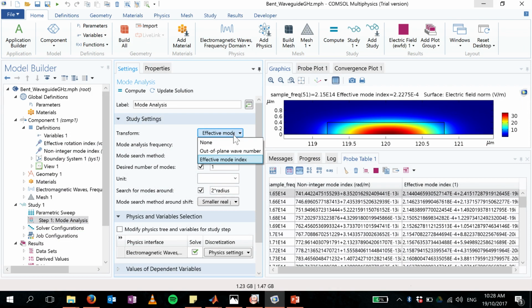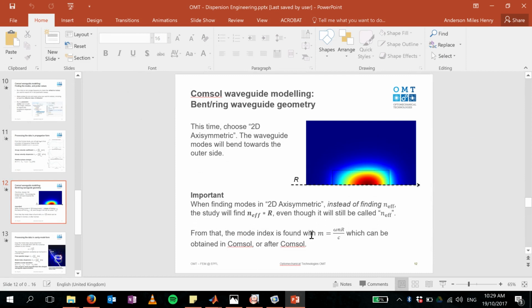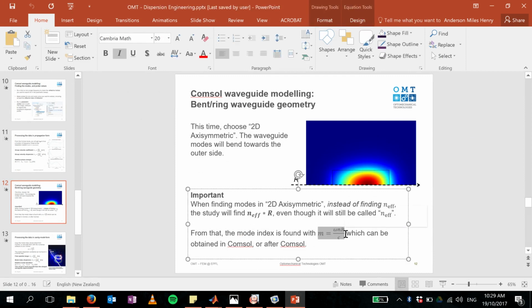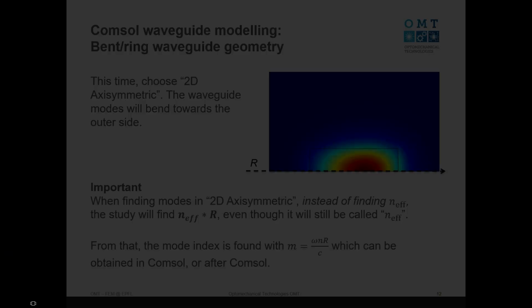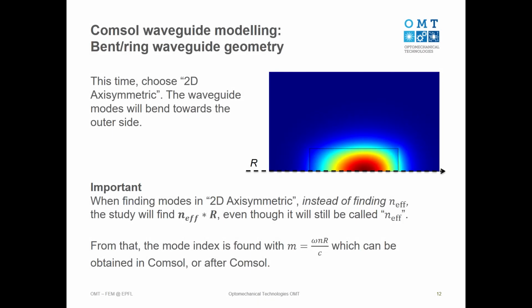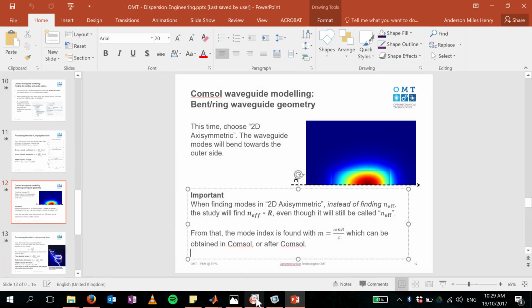Here I'm going for the effective mode index. But here it's lying to you. It's not really getting the effective mode index, it's getting you the effective mode index times radius. This is just something I found out. But analytically speaking, this is quite convenient because, as it happens, the mode number is essentially this value. Since it gives you NR, all you need to do is convert to mode number like that.